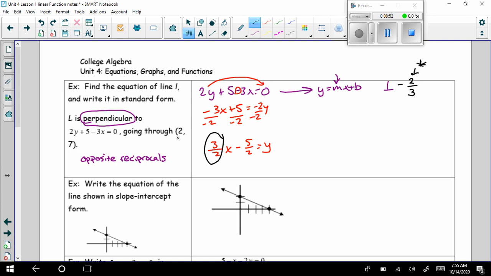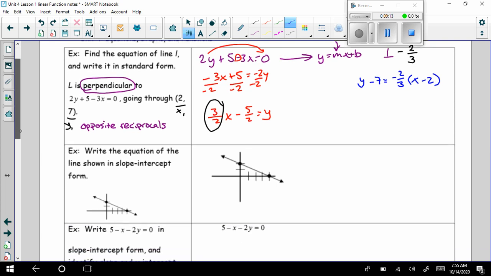All right, and it's going through 2, 7. So this is my x1 and my y1. And so I just plug in from there. So y minus 7 equals negative 2/3 times x minus 2. And again, I distribute, add the 7 over if I want that in slope-intercept form.